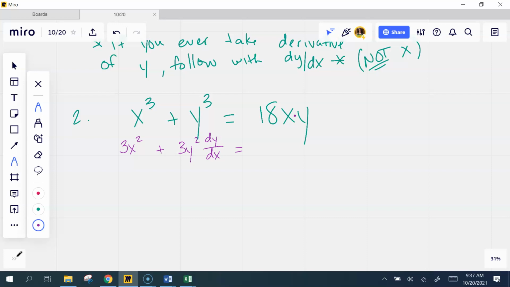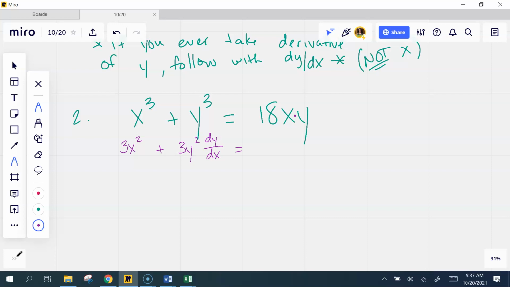If you ever take the derivative of y, then you have to follow it with dy dx because you're taking it with respect to x. If it's with respect to y, though, then you would have to follow the x with dx dy. Yeah. How about them apples?